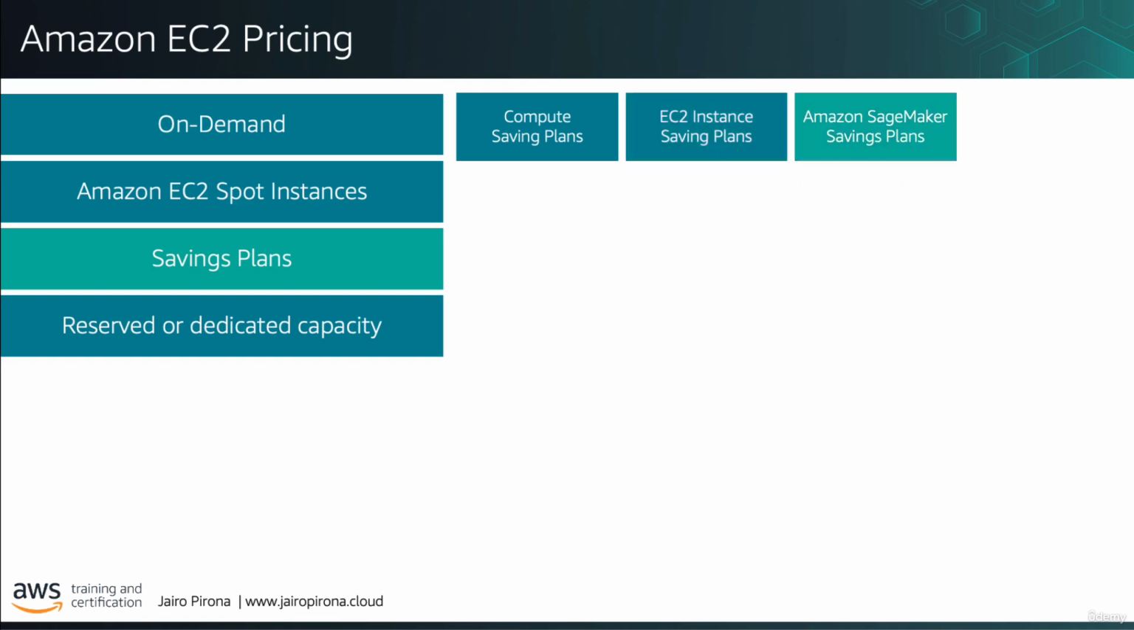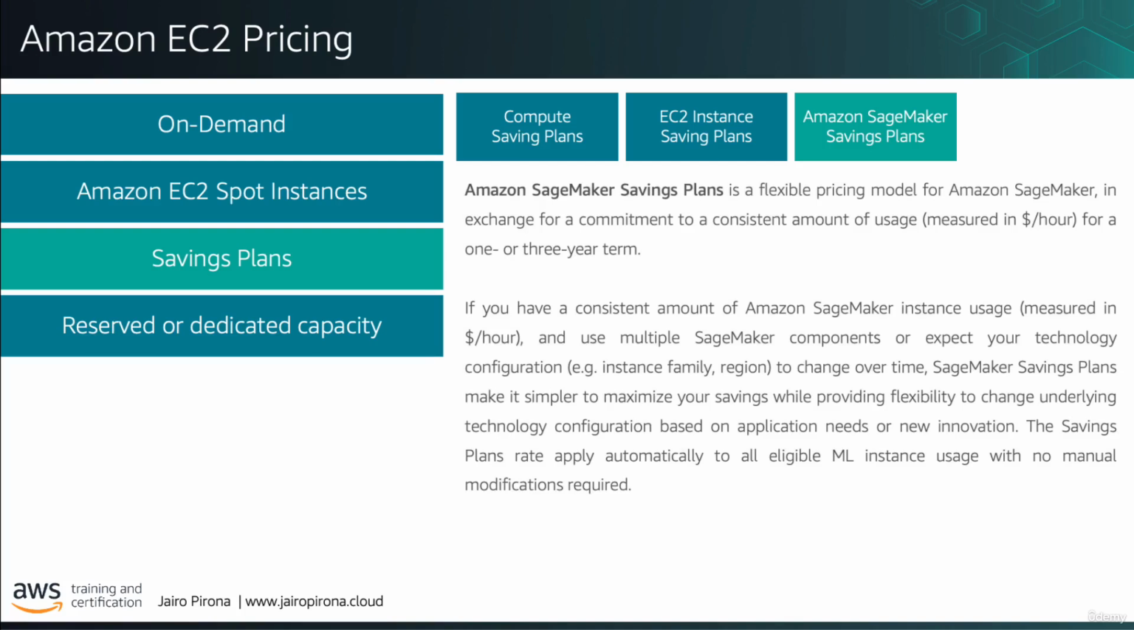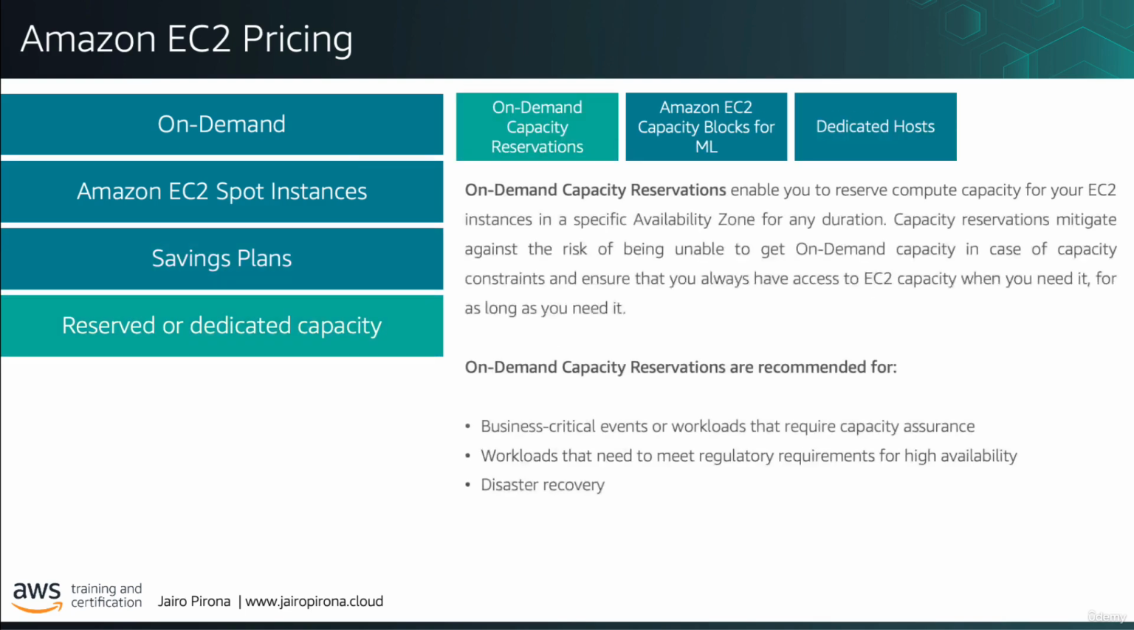And finally, we have Amazon SageMaker savings plans. Basically, you have to also commit to consistent usage for a 1 or 3 year term, and this type of pricing plan is for machine learning workloads. Amazon SageMaker is a machine learning service offered by AWS. So if you are using SageMaker to train machine learning models on an ongoing basis, SageMaker savings plans can help you reduce costs.